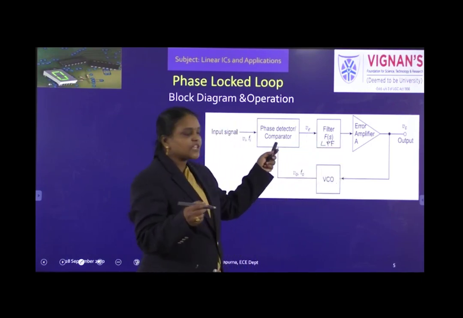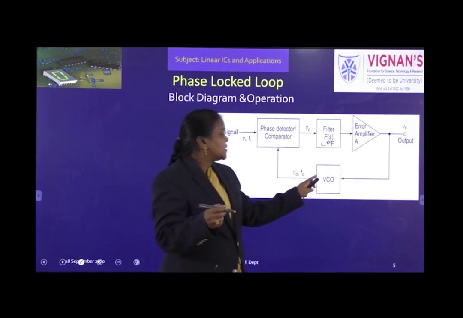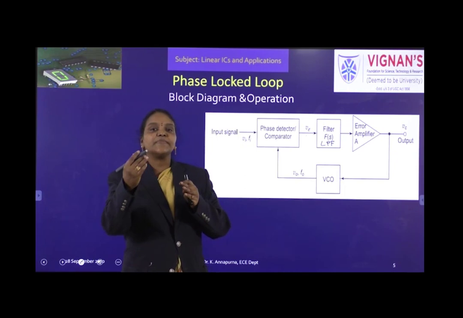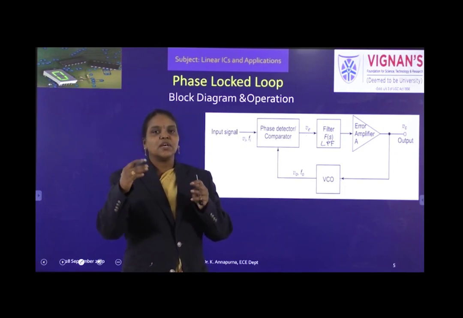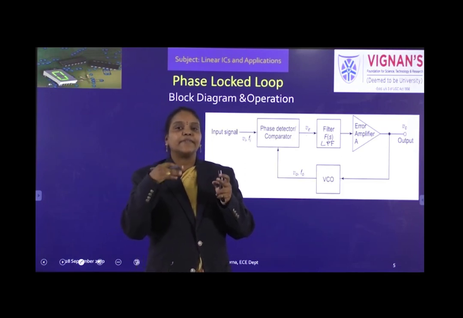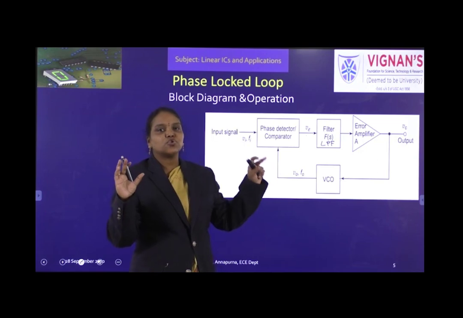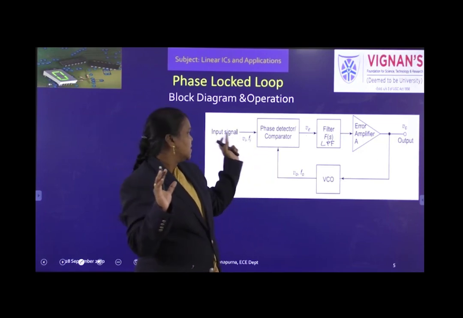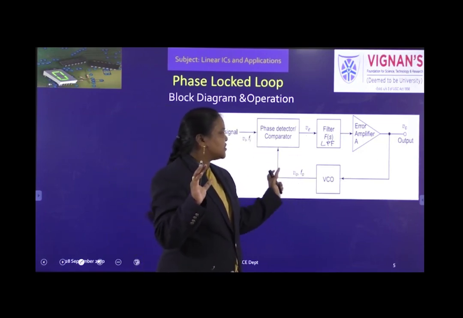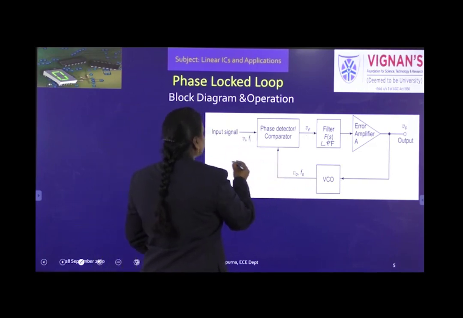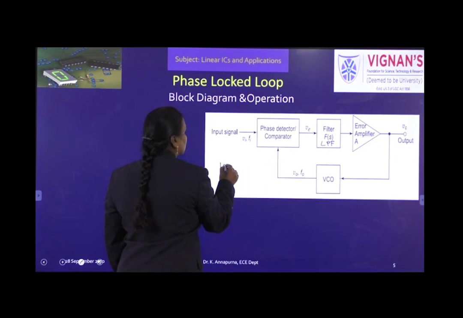So in this action, the VCO changes its frequency such that the next time the error signal will be minimized. It will repeat the process until the error becomes 0, that is, there is no frequency difference between the incoming signal and the VCO output signal. When these two frequencies become the same, it is said to be under the locked condition.